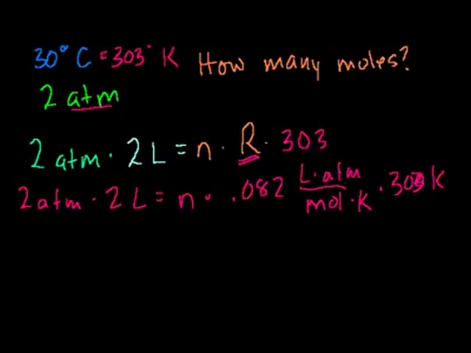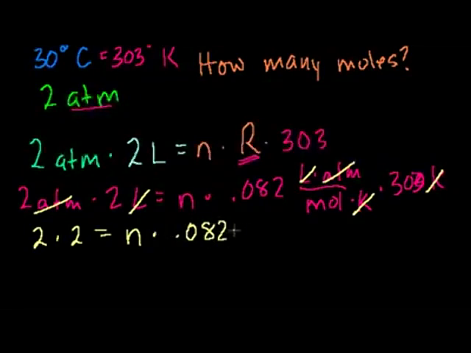When you do dimensional analysis, you can treat units like numbers. So if you divide both sides of this equation by atmospheres, the atmospheres cancel out. Divide both sides of this equation by liters, liters cancel out. You have a Kelvin in the numerator, Kelvin in the denominator, that cancels out. And so we have 2 times 2 is equal to N times 0.082 times 303, and then we have just a 1 over mole.